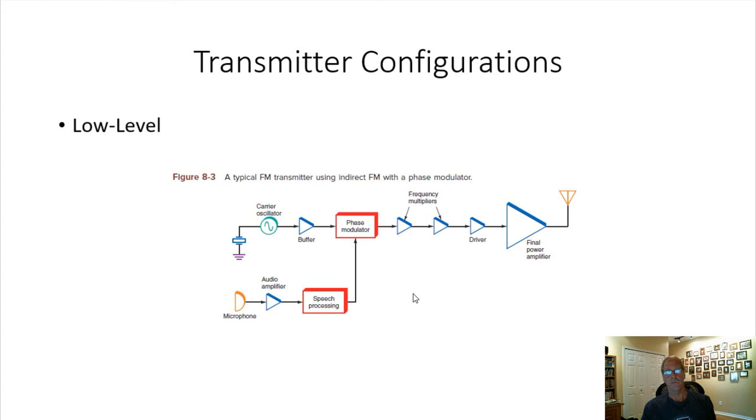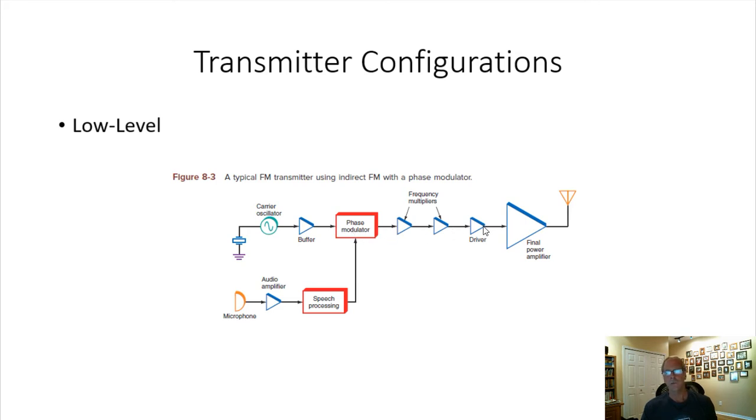The low-level transmitter, however, is usually used with FM, and the same speech processing happens, but it actually causes modulation of phase. So we're doing indirect FM here. The carrier oscillator adjusts the phase. So it's constant frequency, but it's wiggling the phase back and forth, which results in indirect FM.